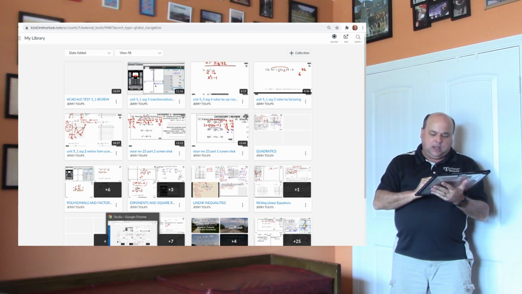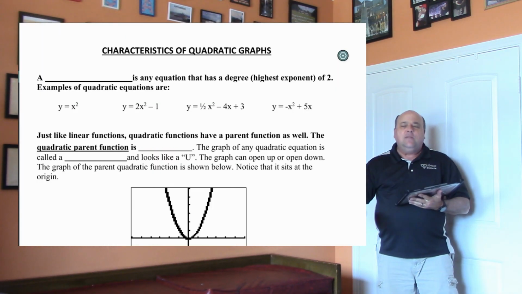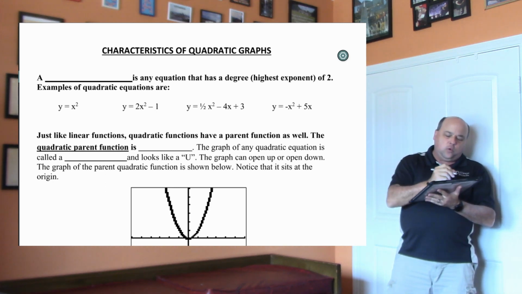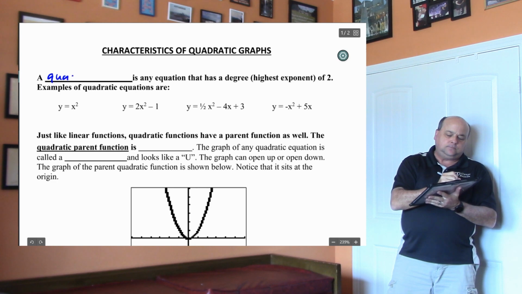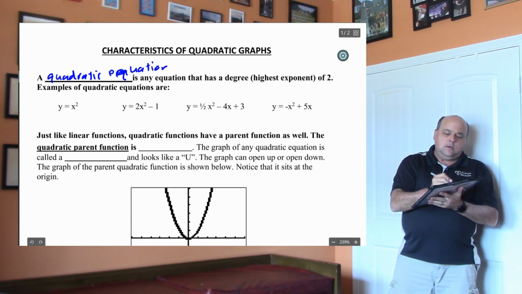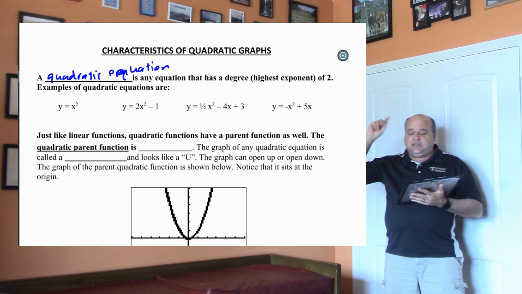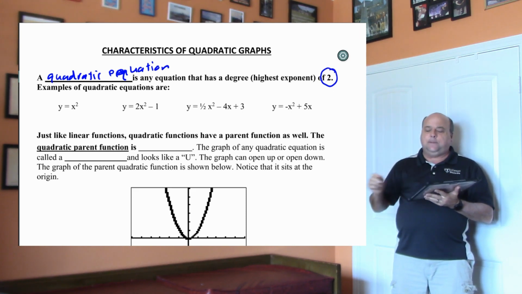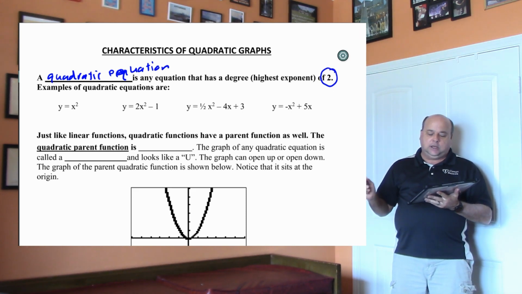Okay, let me get this over here. Here we go. The characteristics of a quadratic graph. A quadratic equation is an equation that has a highest degree or highest exponent of 2. These are all examples of quadratic equations, okay?